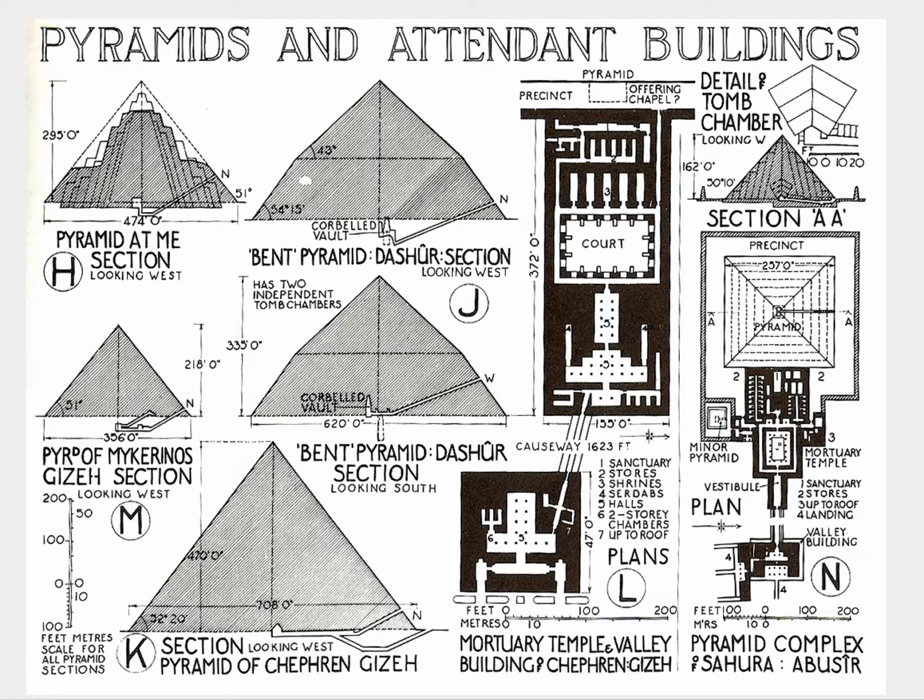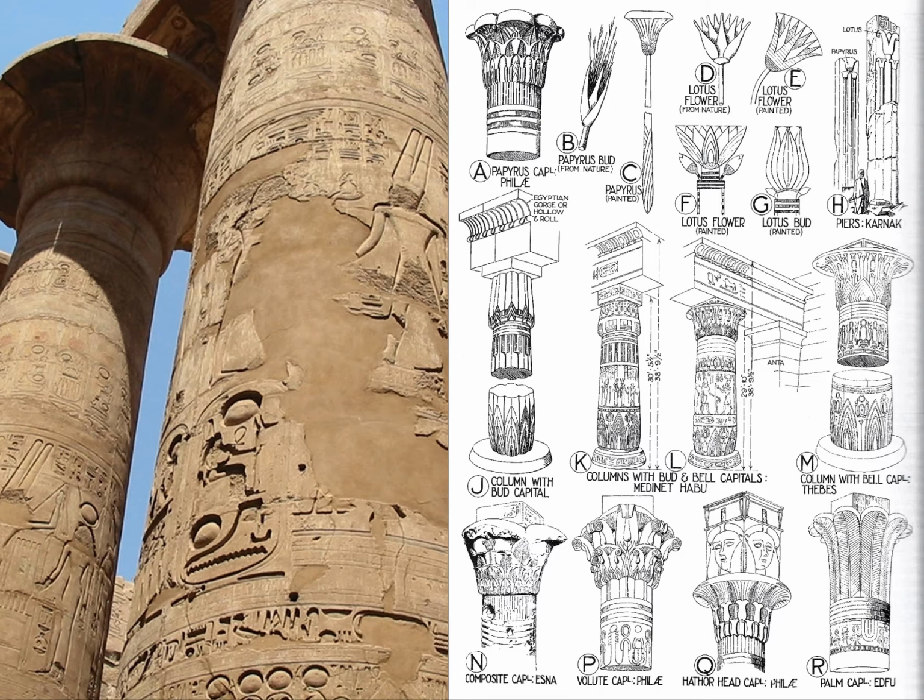There's some different types of buildings, or different types of pyramids, and this just shows a little bit of the cross section through them, as well as some plan views. And their attendant buildings are buildings that supported them, like a mortuary temple or a complex that supported the maintenance of the pyramid. And these are just so beautiful. I had to show you these.